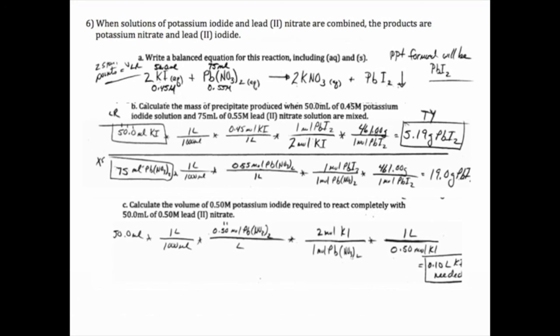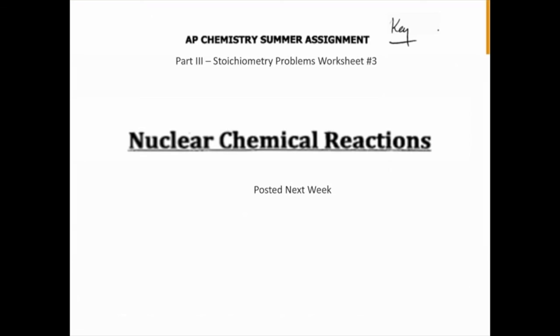Calculate the volume of 0.50 molar potassium iodide required to react completely with 50 milliliters of 0.50 molar lead 2 nitrate. So starting with 50 milliliters of 0.50 moles per liter lead 2 nitrate, I calculate that 0.10 liters of potassium iodide would be needed. Well, that's enough for now.